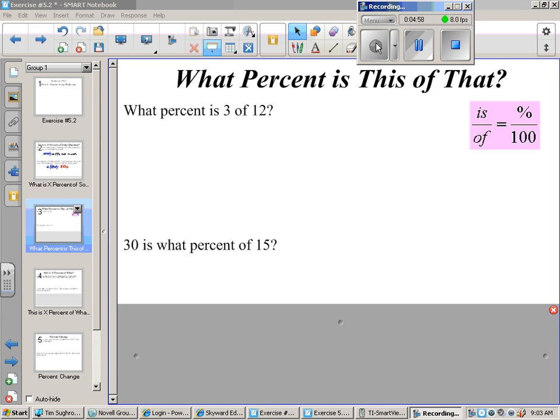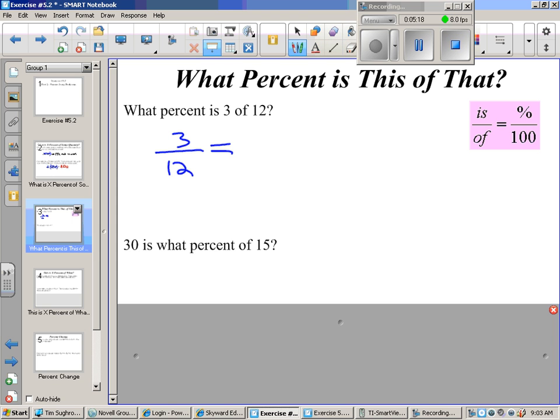This can be a nice approach, especially when you're solving for the percent part. So I do like the is over of equals percent over 100 when you're looking for P. Because is, the first number that comes after is, 3, over of, the first number that comes after the of, is 12, and that's going to equal the percent, that's what we're looking for, we'll call it P, over 100. And the nice part about this is now you can just cross multiply and divide.